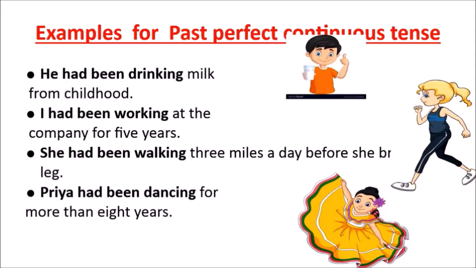Priya had been dancing for more than 8 years. So, Priya started dancing at some point of time in the past, and it was a continuous process, and it ended at some point of time in the past.